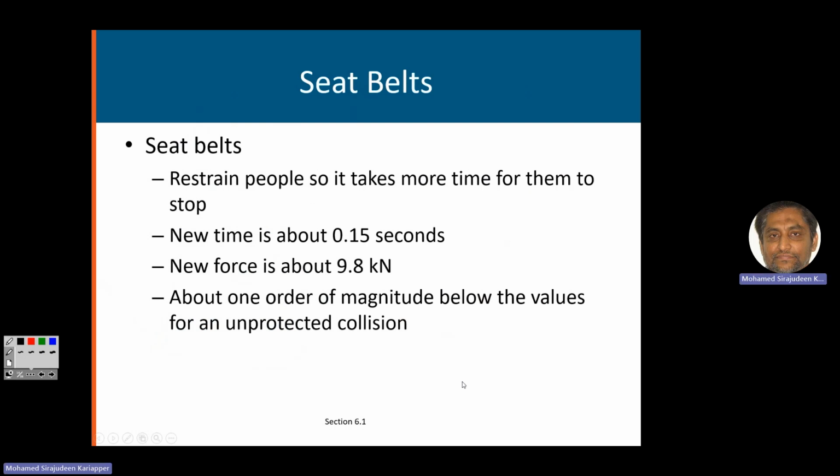Right. So what the seat belt does is increase the time from 0.01, so 10 milliseconds, to 150 milliseconds. If I now use this new time of 150 milliseconds and calculate the force, before you divided by 0.01, now you are dividing by 0.15 second. With the same value on the top, you get the force to be 9,800 Newton, 9.8 kilonewton.